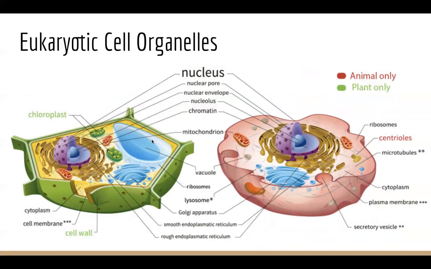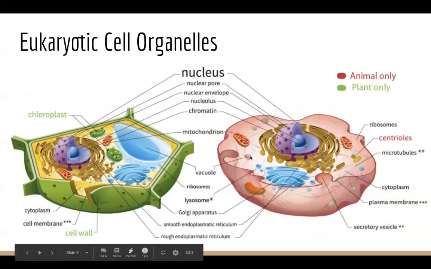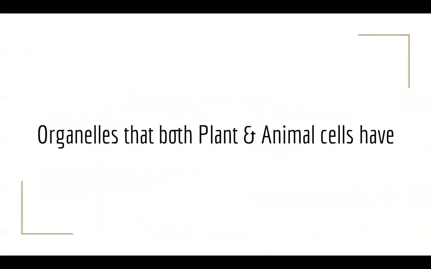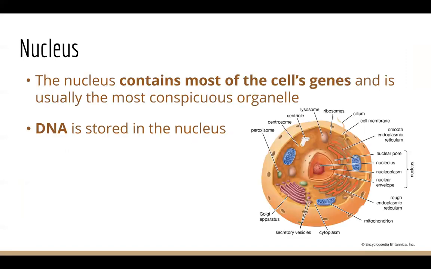This is a picture of a plant cell, and that's a picture of an animal cell, and these are all eukaryotic cells. As we can see, there are a lot of organelles in common, and I'll be focusing on these organelles in the following slides. And I'll be talking about organelles that both plant and animal cells have, and the ones that only plant cells have or only animal cells have, I'll be talking about in our next lecture.